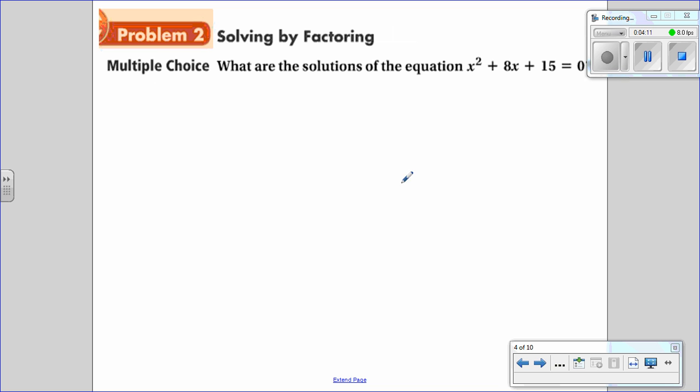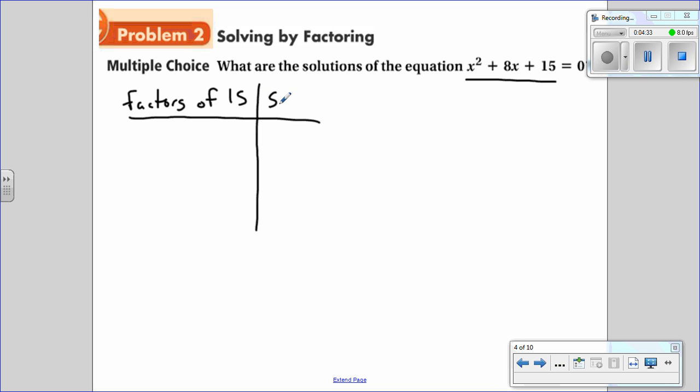And now, what happens if it's not factored yet? Well, all that happens is that you have an extra step. And that step is that you have to factor this. So, thinking back, how do we factor that? We look for factors of 15 where the sum is 8. Factors of 15 are 1 and 15, but I already know it's 3 and 5. 3 plus 5 is 8. So that's what we're looking for.